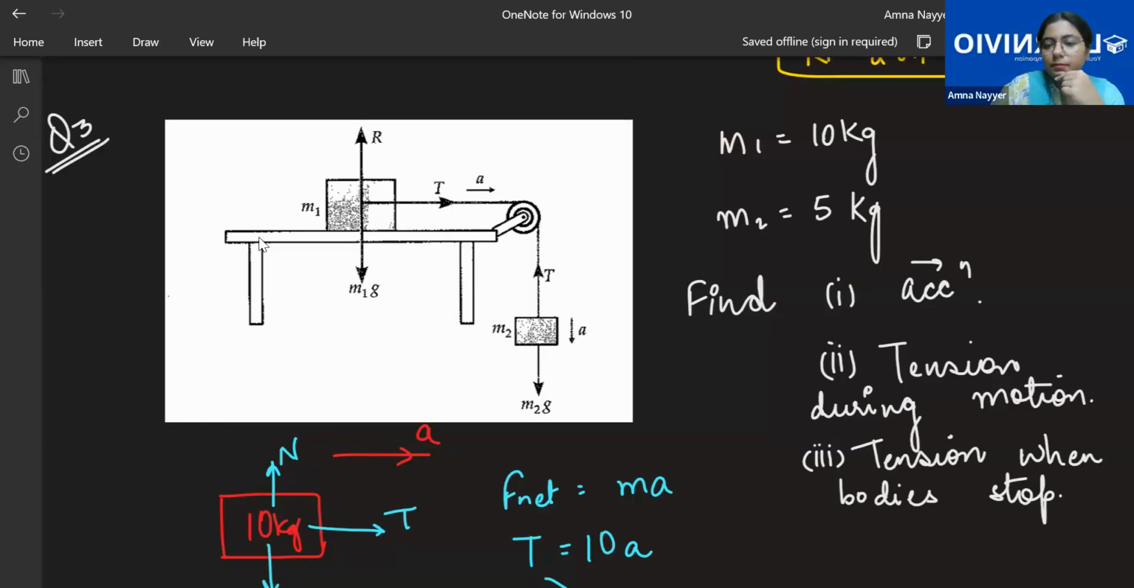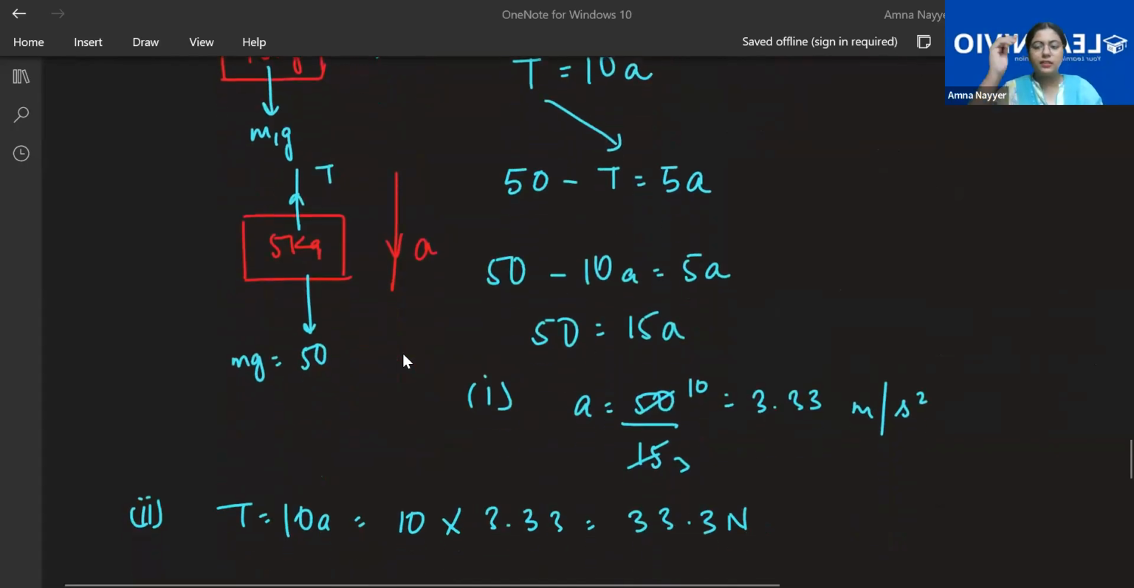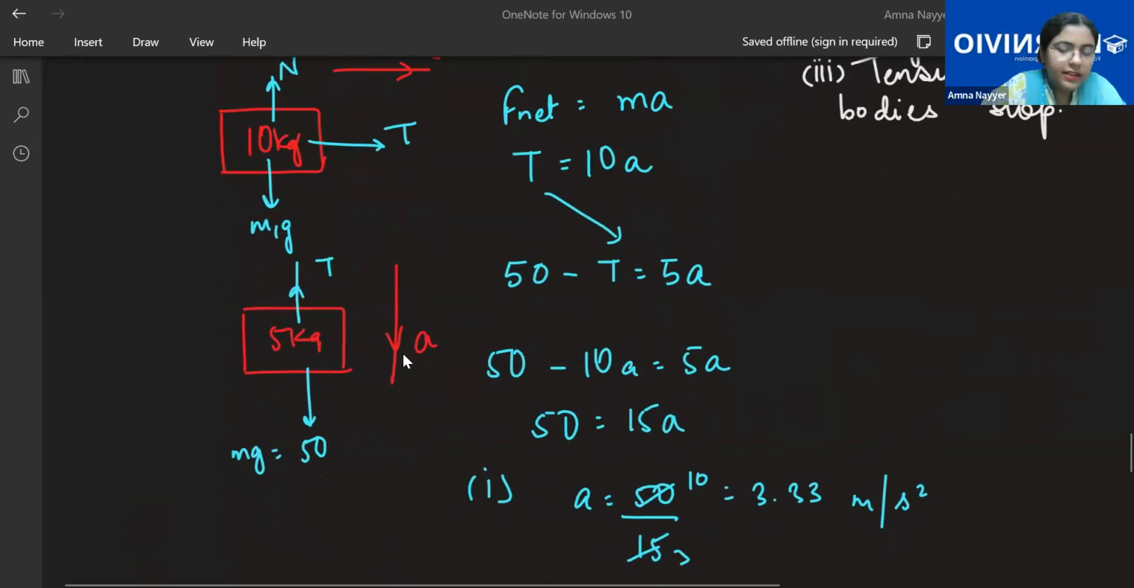Tension when the body stops? Do you think there will be any change in this? The equations that we have drawn, everything that we have written? Because tension we have calculated 33.3. Will there be no change since it's the same string? There won't be any change, means this is also 33.3. You're saying this? Yeah, I'm not sure though. Okay. Anyone else?